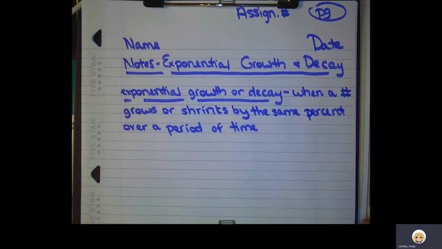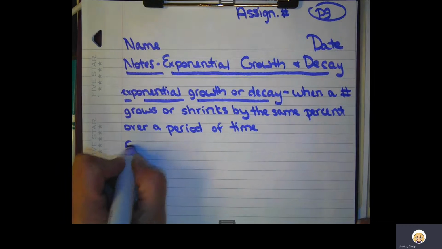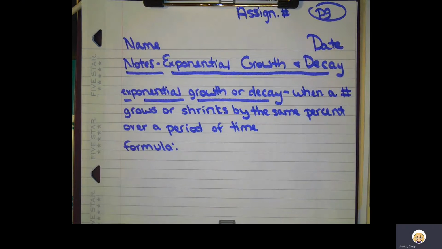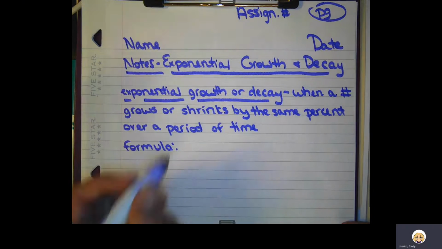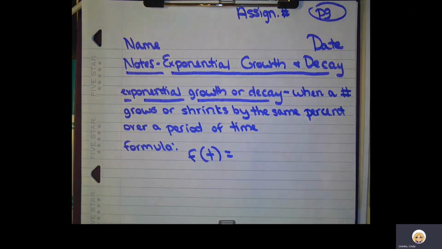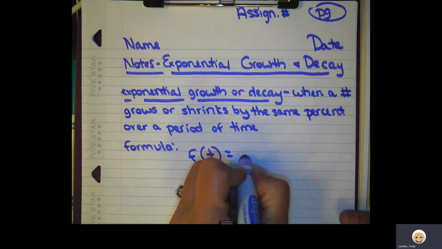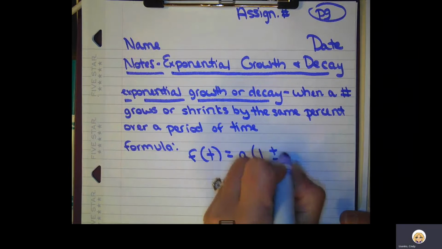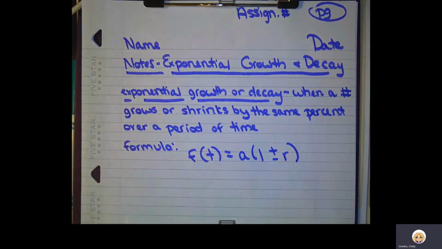There is a formula for exponential growth and decay. So I'm going to write formula. I'm going to write my formula, then I'm going to bubble it in. So I'm going to write kind of big. So my formula is f of t equals, that means a function, so f of t equals a parentheses 1 plus or minus r, that goes in your parentheses, to the t power.